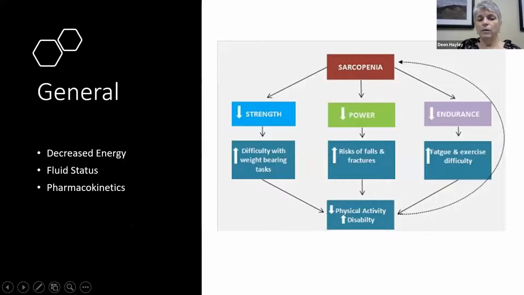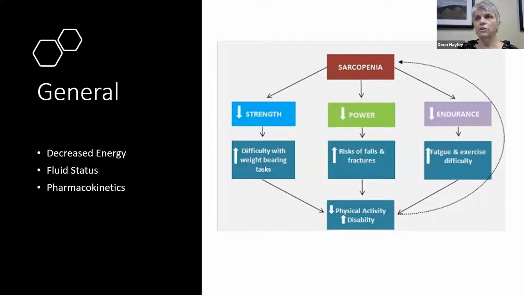Here are some other things, the general changes with aging. Sarcopenia means loss of muscle mass. Loss of muscle mass makes you weaker, with less power and less endurance. And we call this in geriatrics a cascade. One thing leads to another, leads to another. So these things lead to consequences like more disability, less physical activity.